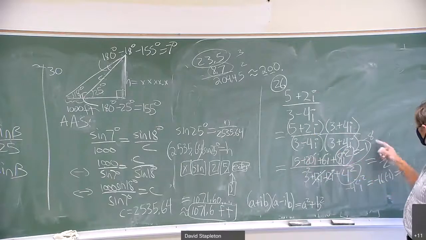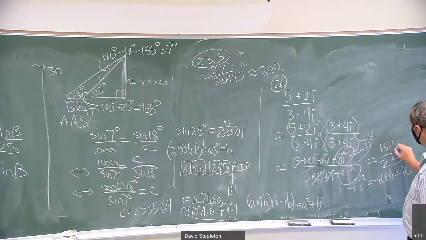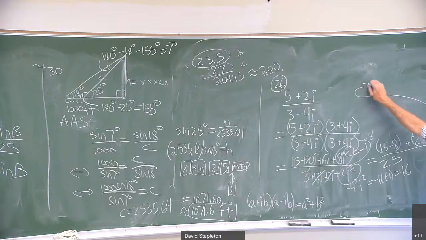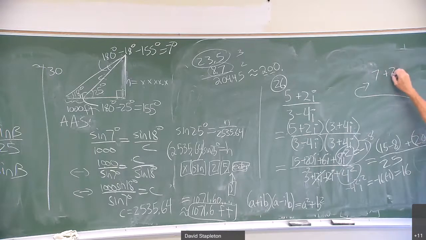So I have 15 minus 8 for the real part. And then I have 20i and 6i makes 26i, 20 plus 6 all times i. This whole thing, I'm sorry to go around again here. 15 minus 8 is 7. Plus 26i. All over 25. So there's the quotient of those two complex numbers.